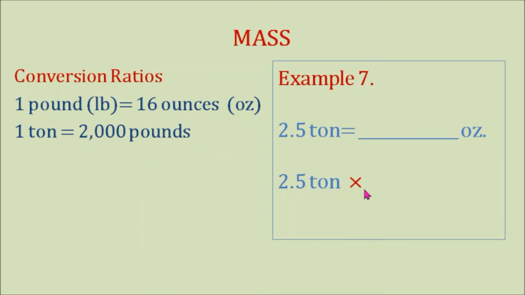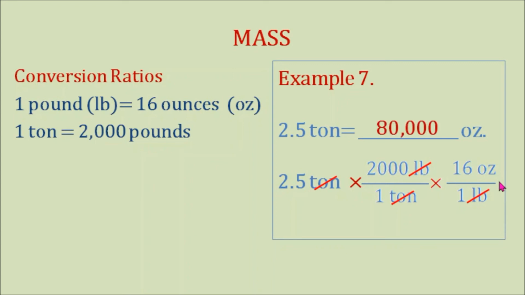So we need a conversion factor that shows ton on the denominator. And that's 2,000 pounds over 1 ton. So this ton cancels out. Again, we need to convert pounds to ounces, and we need the conversion ratio that shows pound on the denominator, and that's 16 ounces over 1 pound. So this pound cancels out. That means 2.5 times 2,000 times 16 ounces equals 80,000 ounces.